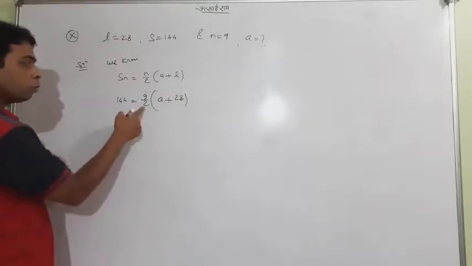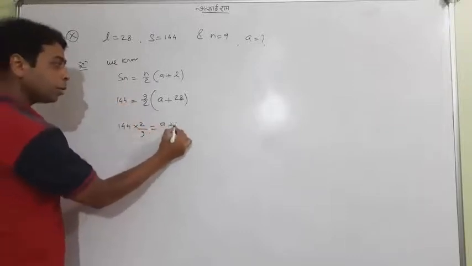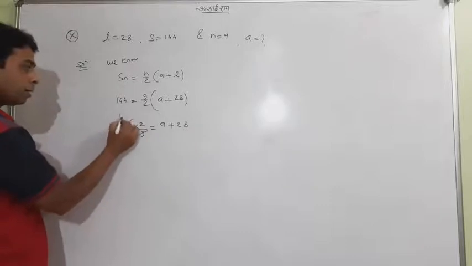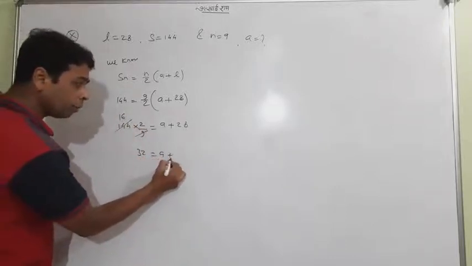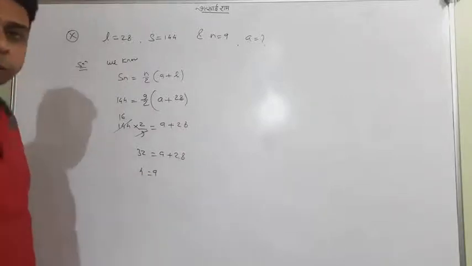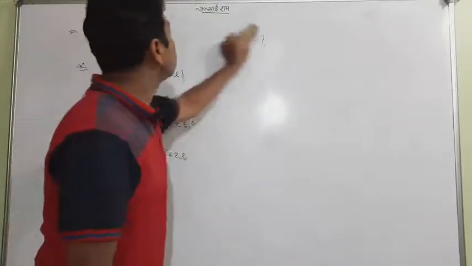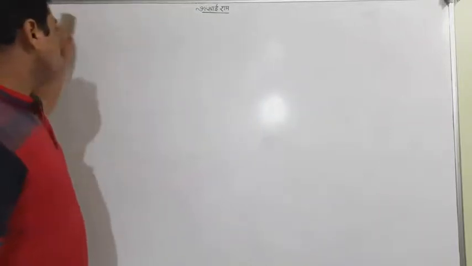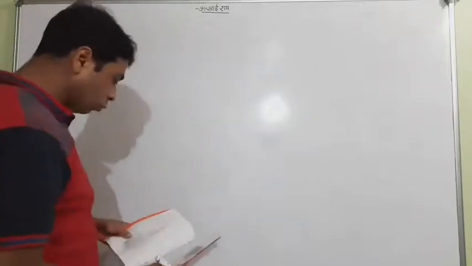144 into 2 by 9, transfer, cross multiply, a plus 28. Now cancel: 16, 16 times 2 is 32, equals a plus 28. So a equal to 32 minus 28, a equal to 4. You got the answer. This is easy. I don't think it's tough for you guys. It's just practice. If you practice and practice, it will definitely be easy for you.